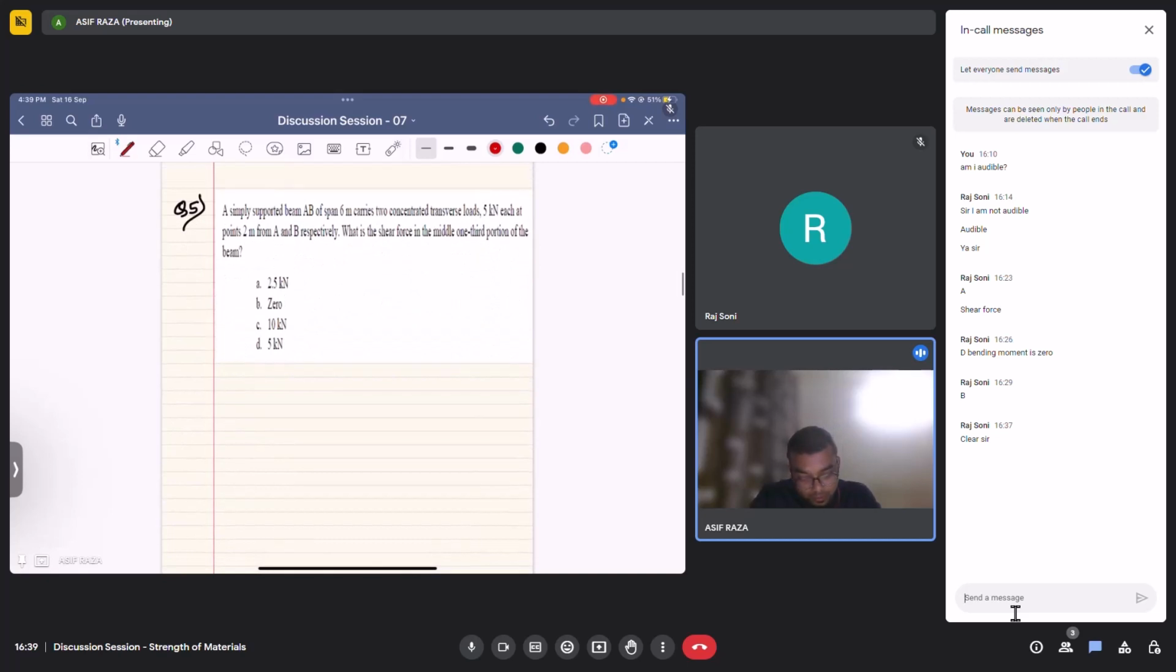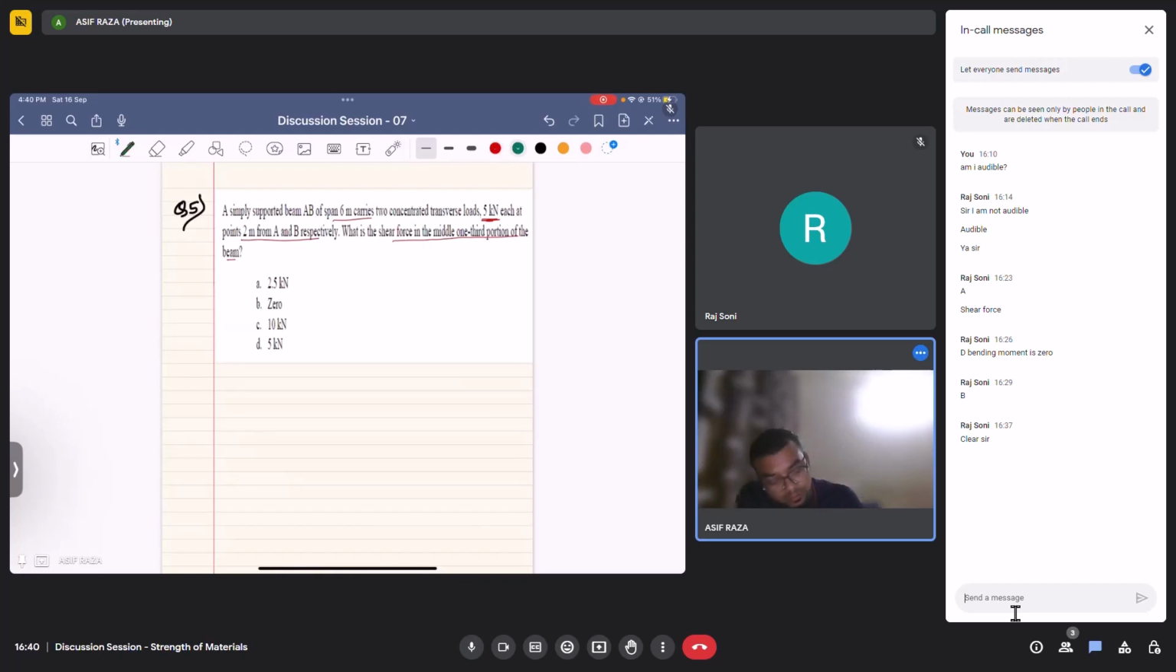So question number 5. A simply supported beam AB of span 6 meter carries two concentrated transverse loads of 5 kilonewton each at 2 meter from A and B respectively. What is the shear force in the middle one third portion of the beam?